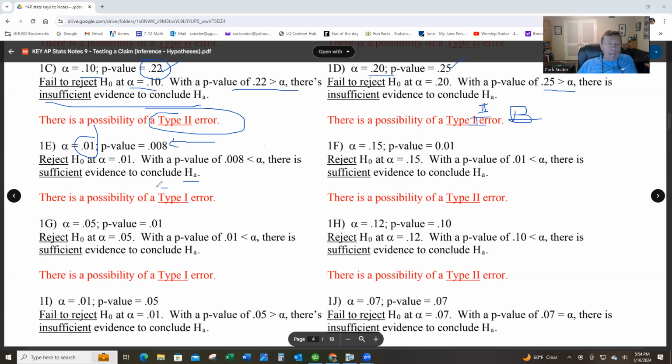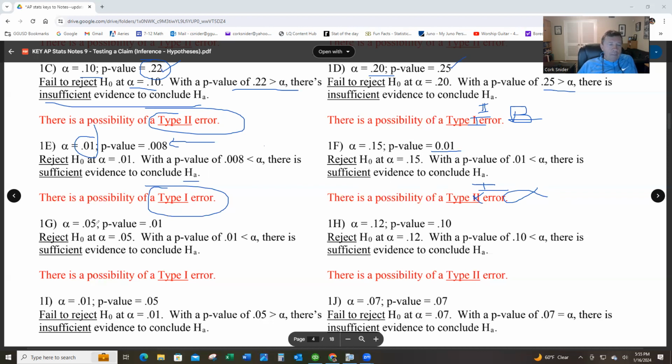So there's a possible type 1 error here, okay? This one, alpha 0.15, strange alpha level. The p-value is 0.01, reject H0. The p-value of 0.01 is less than alpha. Sufficient evidence to conclude HA. That is a possible type 1 error. That's a possible alpha error. A reject is a possible alpha error.